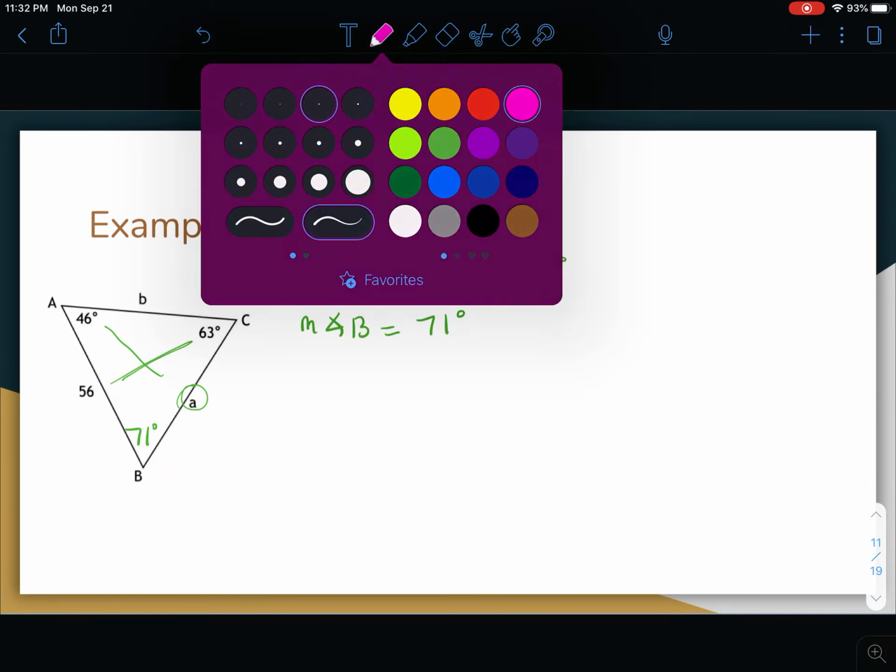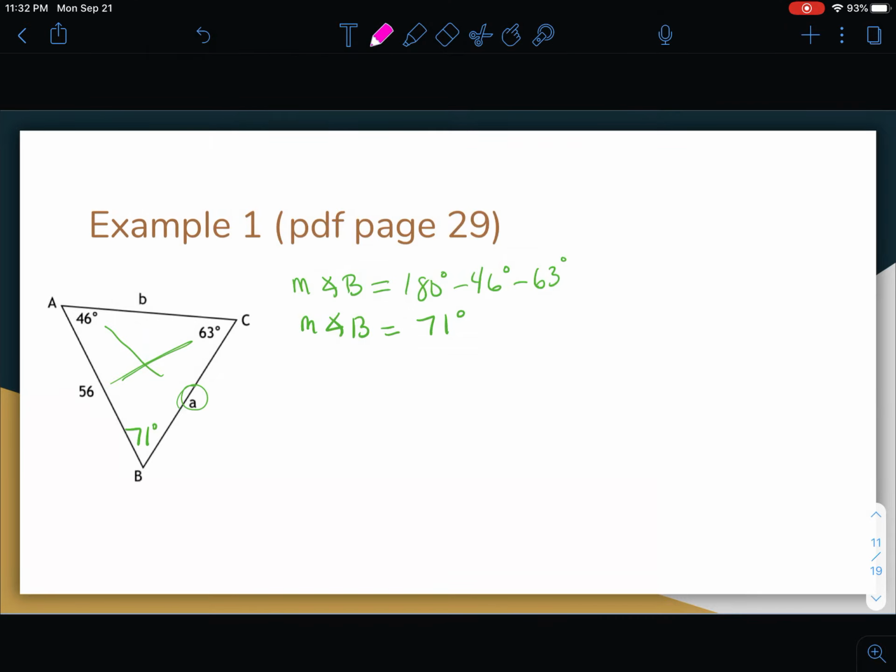So let's go ahead and find side A. So I'm going to use sine of angle 46 degrees, that angle A, sine of 46 over A, we don't know that, is the same as sine of 63 degrees over the opposite side of that, which is 56.